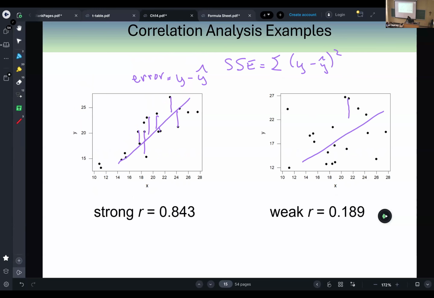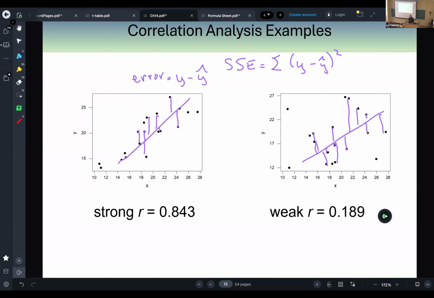You can see that error is going to be much larger than the ones on the left. This one would be larger than this one, right? So the error is the vertical distance from the y point to the line. So y minus y hat. So it's the y from the data.